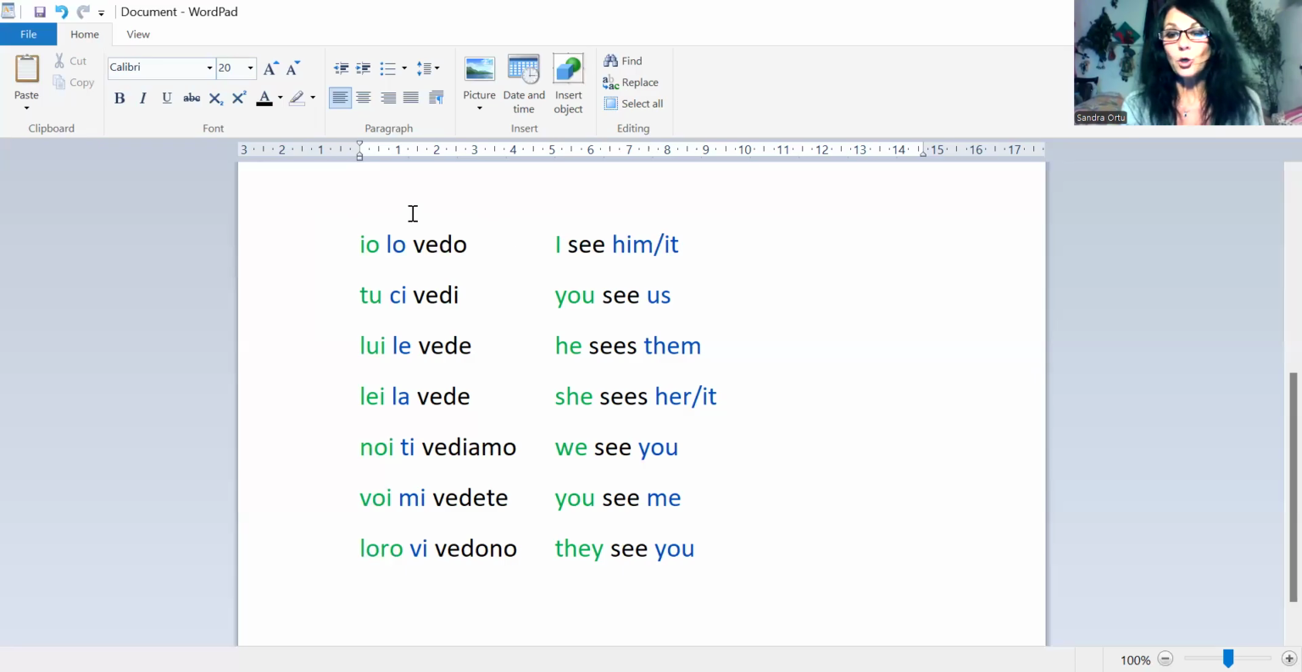Instead, when it comes to the object pronouns, the blue ones, in Italian the position is before the conjugated verb. Instead, in English, the blue ones, so the object pronouns, are after the conjugated verb.